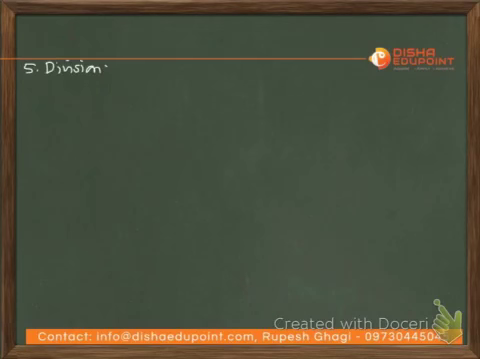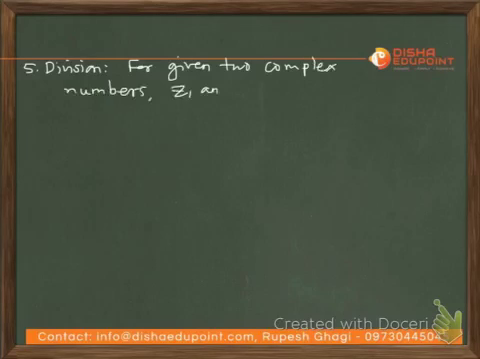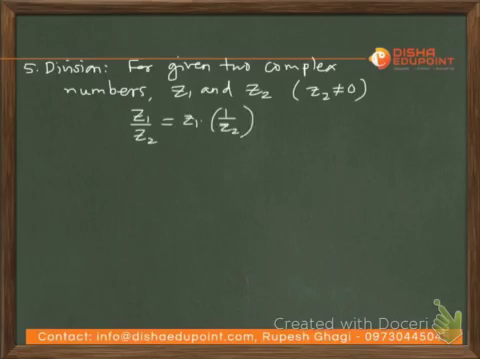Now let's understand what is meant by the division rule. For given two complex numbers Z1 and Z2, where Z1 is equal to A plus iB and Z2 is equal to C plus iD, but in this case Z2 must not be equal to 0, Z1 upon Z2 can be defined as Z1 into 1 by Z2, that is, the multiplicative inverse of Z2. So obviously, division can be expressed as the multiplication of the original number and the inverse of the denominator.